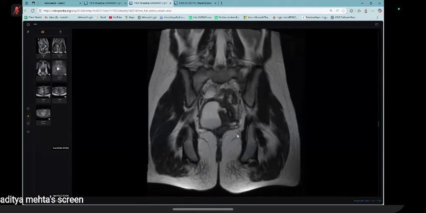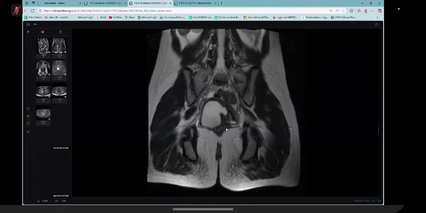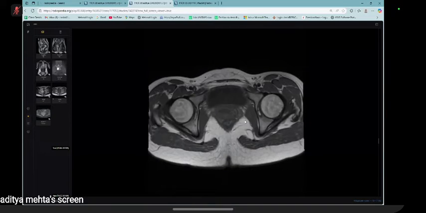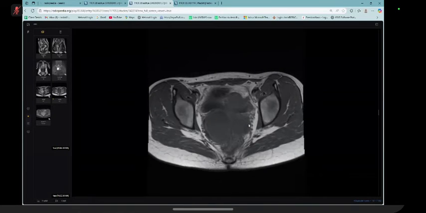I would also like to take the history. I'll give you the T1 weighted image. Yeah, just a second. This is your T1 image. So what's your final diagnosis and how will you manage this patient?